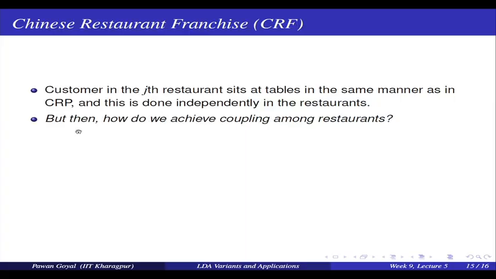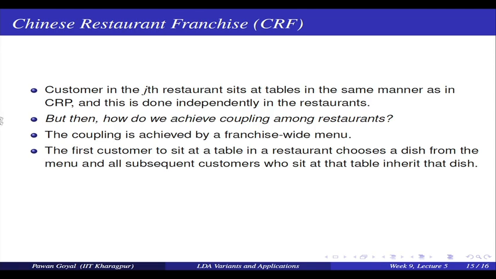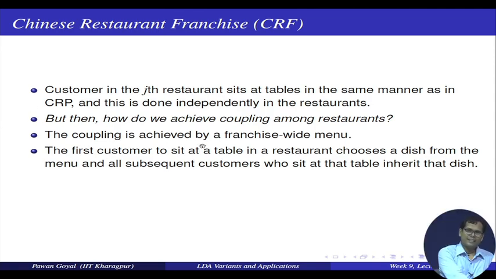So how do we achieve coupling among the restaurants? This is achieved by the franchise-wide menu. The first customer to sit at a table in a restaurant chooses a dish from the menu, and all the customers sitting at that table will share the same dish.